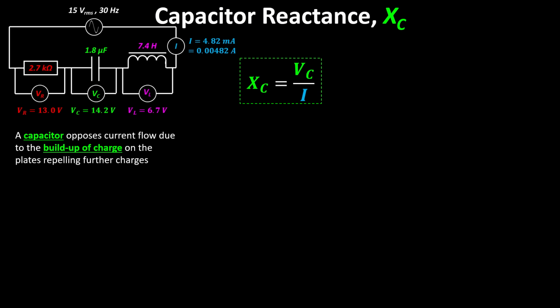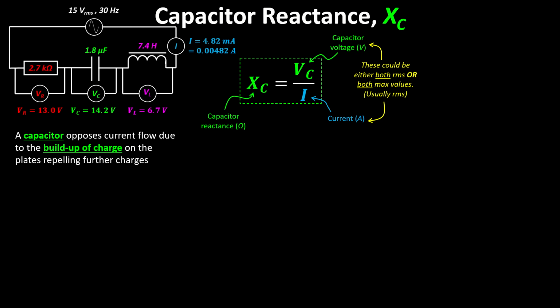Now we define capacitor reactance in the same way that we do resistance. It's voltage divided by current, except this time we're dividing capacitor voltage by current, and that will give us the capacitor reactance. The units of reactance are exactly the same as for resistance because it's still voltage divided by current. So it's still measured in ohms, and it's the same idea: how much the capacitor opposes the flow of current. Again, those values could both be RMS or maximum values.